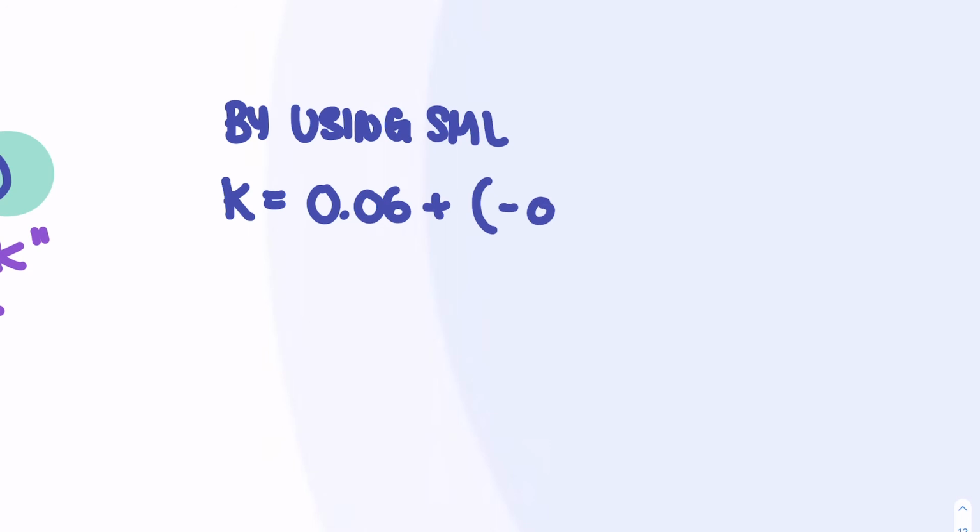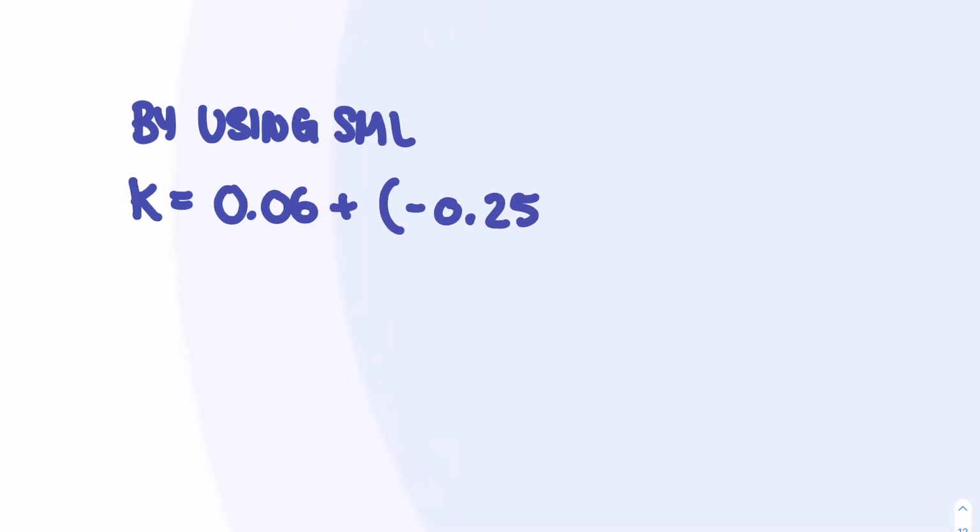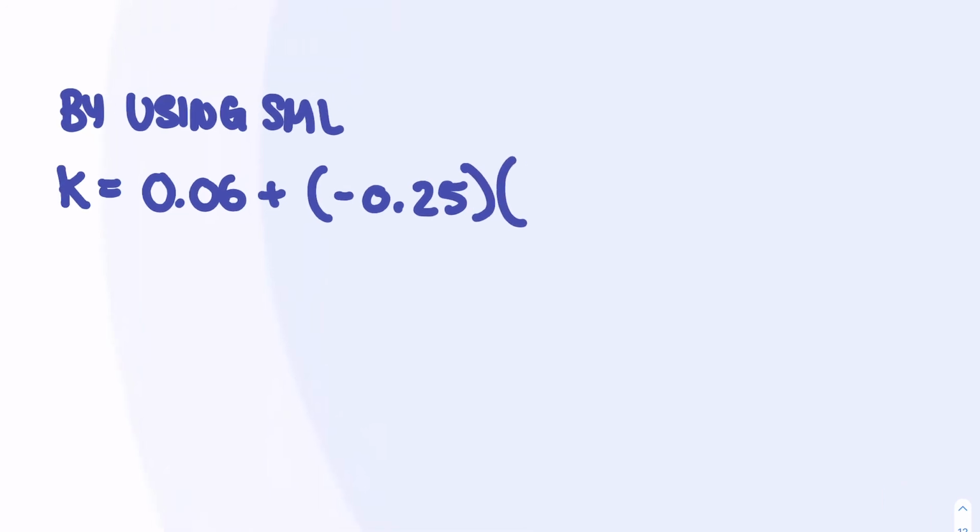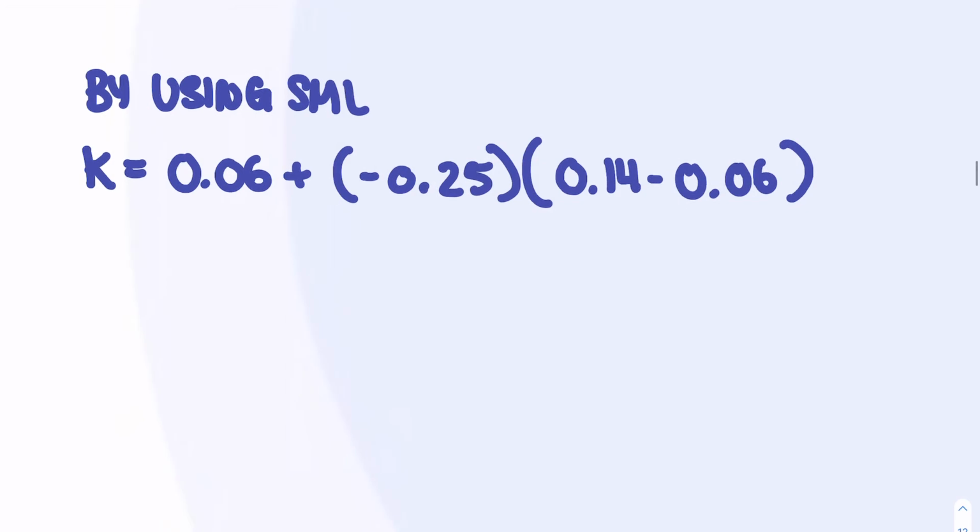So we could just do this, if you will, plus minus 0.25 times the market return, which is 14%, minus the risk-free rate. And that gives us the following function, okay? And from that, you can quickly see that our K is equal to 4%, or if you want, 0.04, all right?